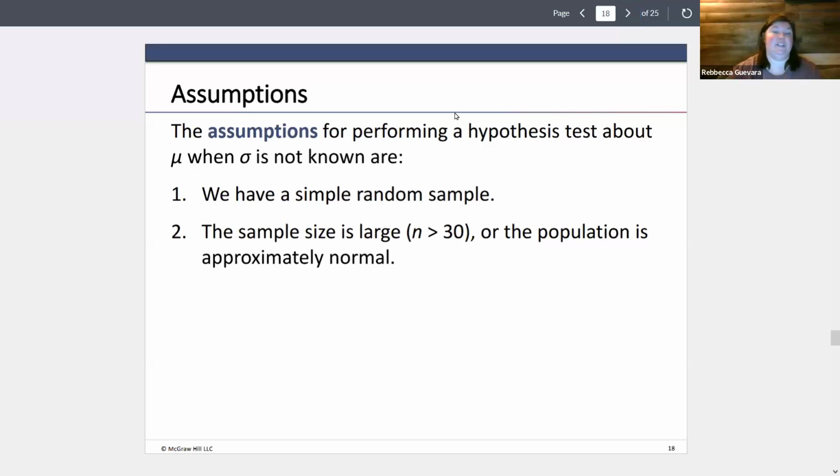So we're still making the same assumptions. We have simple random samples. We have sample sizes that are large, meaning they're over 30. Therefore, our population of sample means is going to be approximately normal. Or sorry, our distribution of sample means is approximately normal.